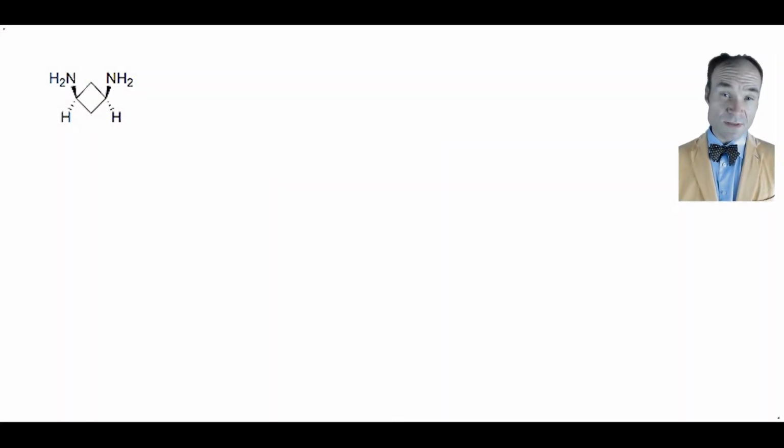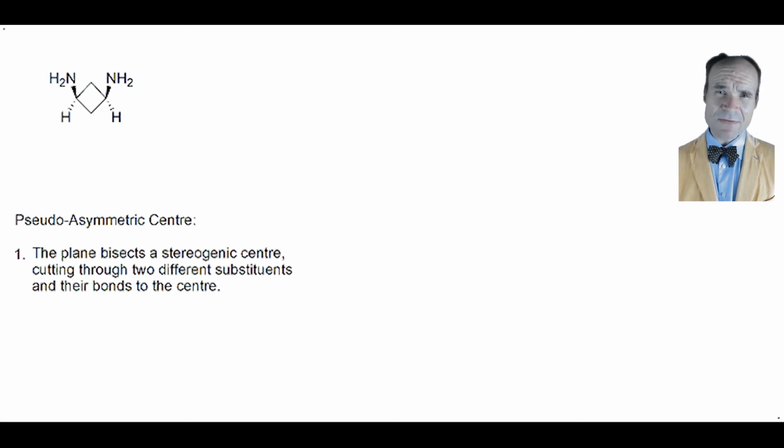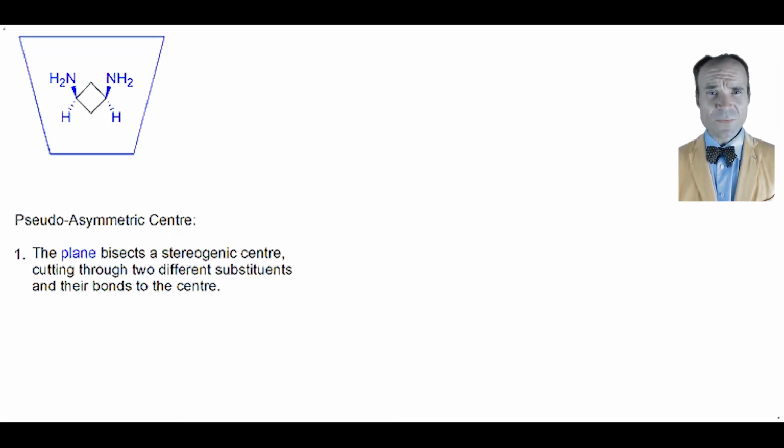The question to address with this molecule is, does it have pseudo-asymmetric centers? And if so, what are they? So a pseudo-asymmetric center must have a plane that bisects a stereogenic center through two substituents and their bonds to the center. Well, as you can see, we have that with this molecule.